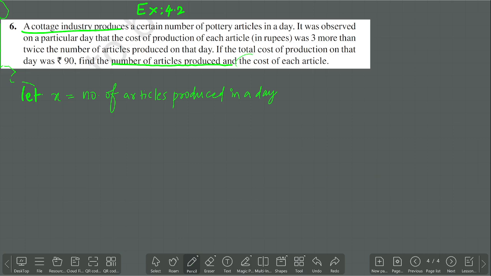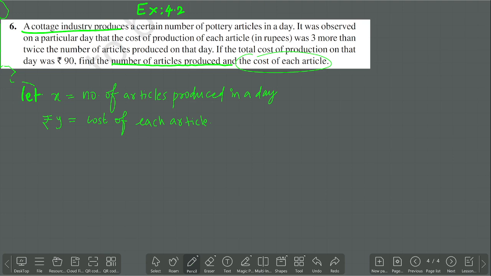Right, fine. So what is the cost of each article? That will be taken as y. Each article means one article amount we are going to assume as y rupees. Y rupees I'm taking for one pot amount. So that is the cost of each article, you can write. Now listen carefully. When you multiply these two things, what will you get? The amount which you earned in one day, that you will be getting. Am I right? Okay, that let it be.